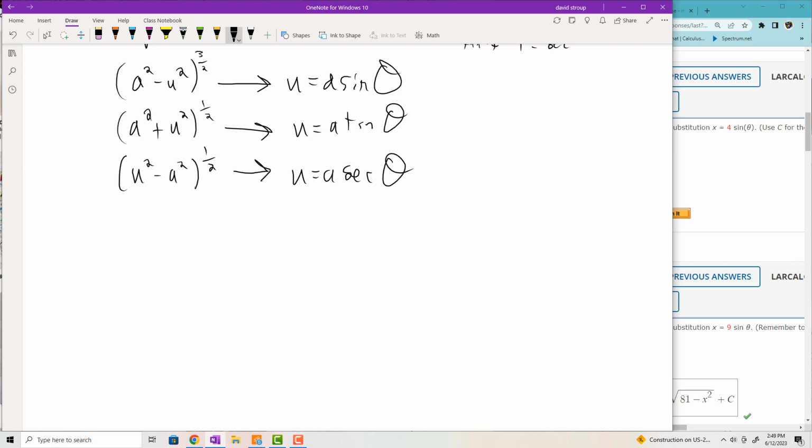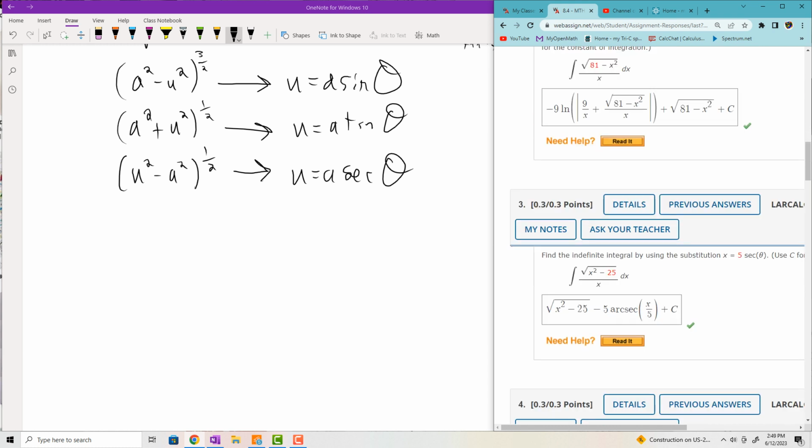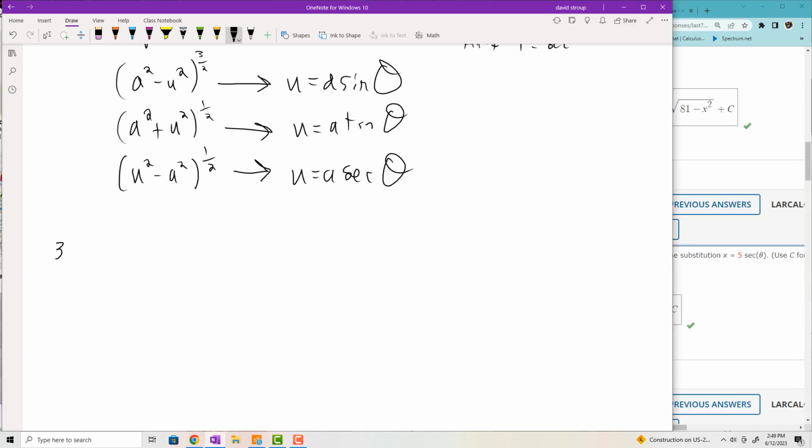Okay, great. So let's go back over to the homework and maybe look at some more examples. So let's look at now number 3. And we have maybe something similar. I don't know if this is exactly the same. X squared minus 25 all over x dx.